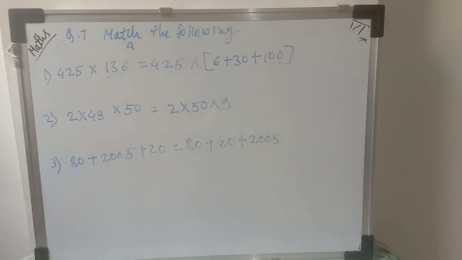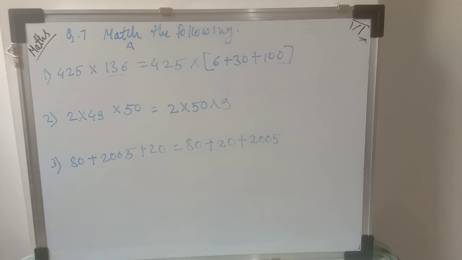So the second is 2 multiplied by 49 multiplied by 50 is equal to 2 multiplied by 50 multiplied by 49. Again the same numbers are there, but they have changed their order. The equal to sign is there. So we have to identify which property it is. And the third is 80 plus 2005 plus 20 is equal to 80 plus 20 plus 2005.